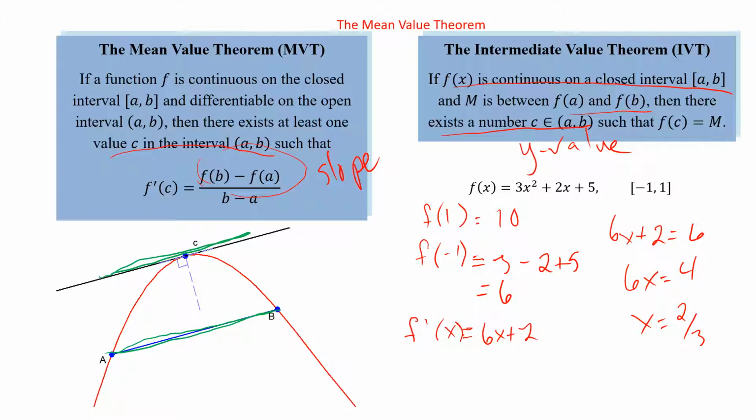The slope between the endpoints, oh no, it doesn't equal 6. I forgot to find the slope. I knew I was missing something. Why didn't any of you stop me? We'll just erase this really quick.